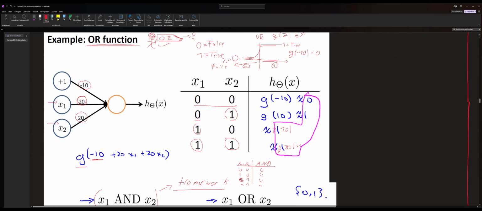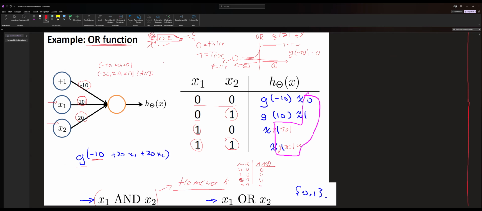What would be an idea here? Does someone have an idea for the weights here? You can write the weights like this, right? The weights here are minus 10, 20, 20. Now what would be good weights so that we get G of 10 again, for example? We can choose a higher offset here. If we choose like minus 30 and have 20, what would you say to this? Would this work for AND?